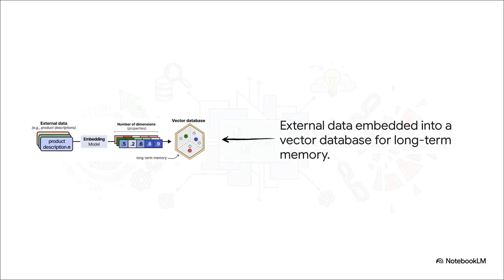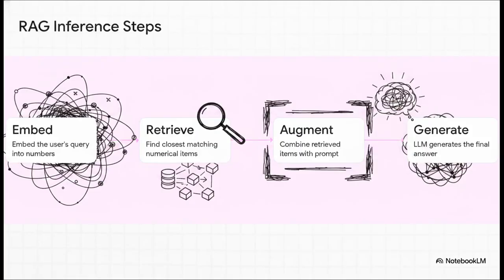It's pretty mind-blowing. Once we have that external brain built, the actual process of getting an answer, the inference, follows a really digestible 1, 2, 3, 4 rhythm. Step 1, we embed the user's query into numbers, just like the documents. Step 2, we search the database to retrieve the closest matching numerical items. Step 3, we augment, meaning we combine those retrieved items with the user's original prompt. And finally, step 4, the LLM generates the perfectly informed final answer.